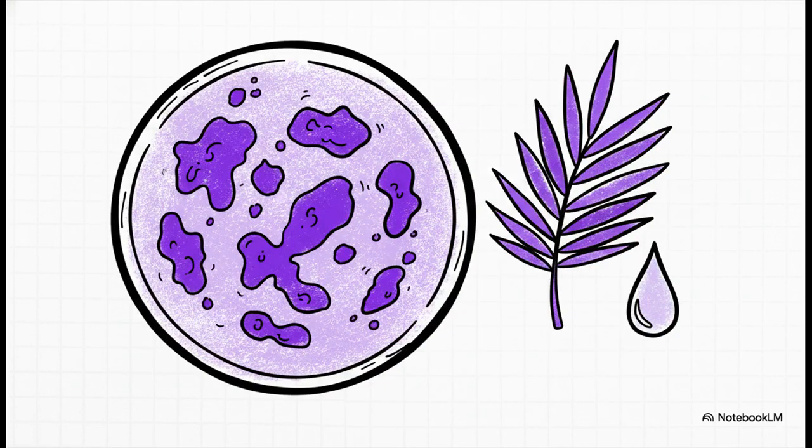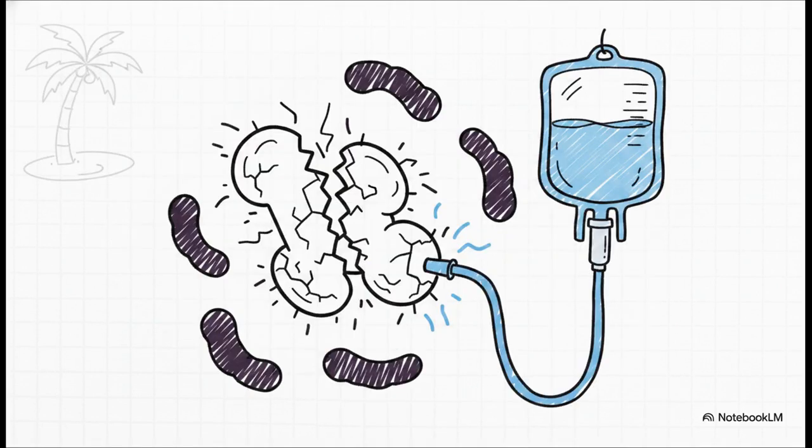Okay, shifting gears completely to a rare tropical pathogen. The boards love a good color clue, don't they? If you're reading a prompt and you spot the phrase, violet pigmented colonies, isolated from a wound or blood culture, just stop reading. There is literally only one answer they're looking for. And that answer is Chromobacterium violaceum.